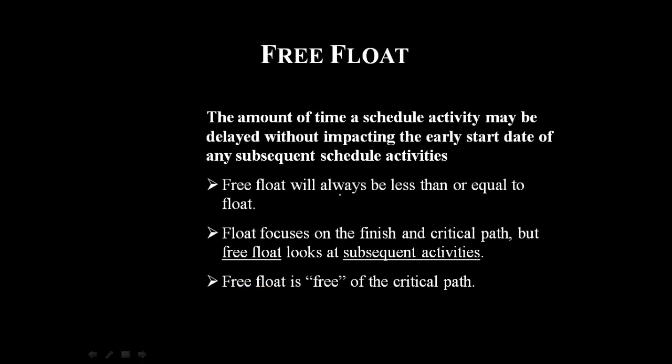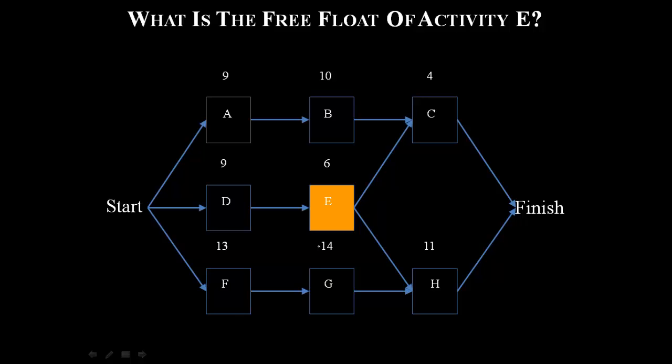So free float is, we just want to make sure that we are not impacting the early start date of the next activity. So this is how we would calculate. It's actually dependent upon three things: that the free float will always be less than or equal to the float. Float focuses on the finish and the critical path, but free float looks at the subsequent activities and it is free from critical path. Always remember, free float is free of critical path. So anything which is, the float is actually working on the critical path, but free float is free from the critical path. So let's calculate what is the free float for an activity E in this case.